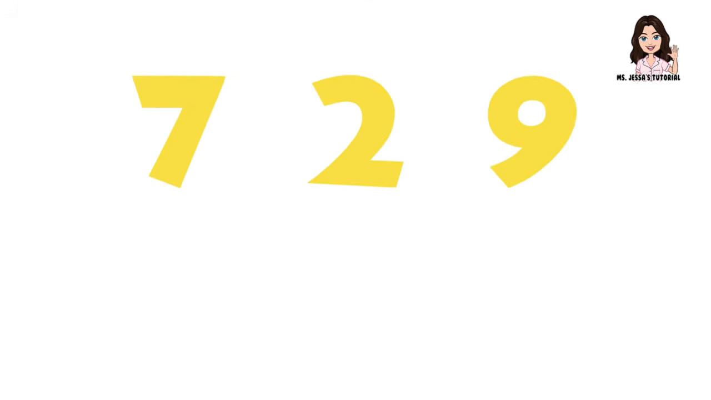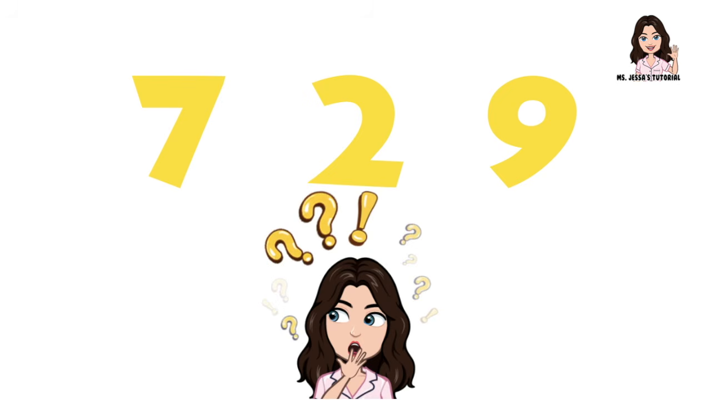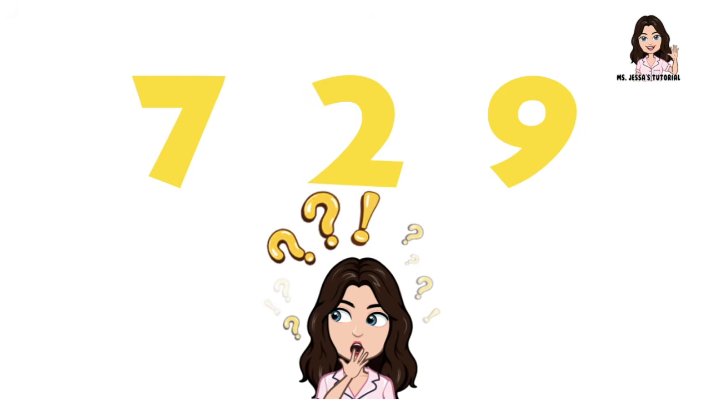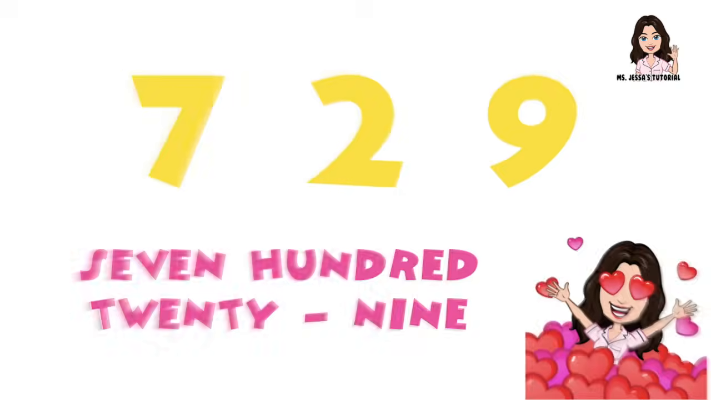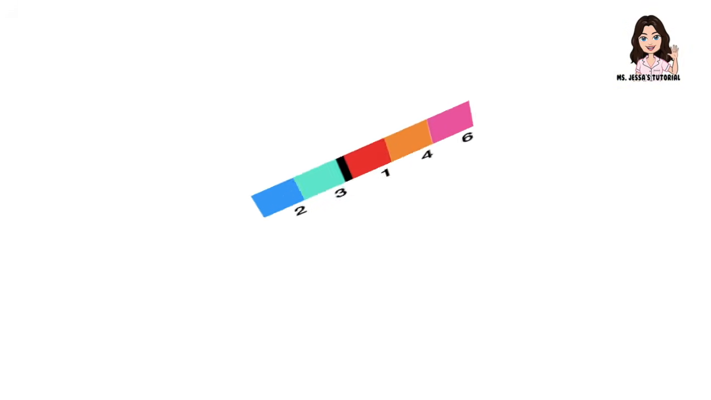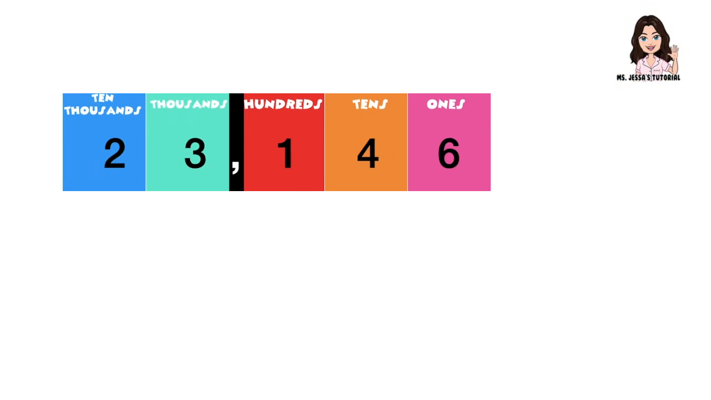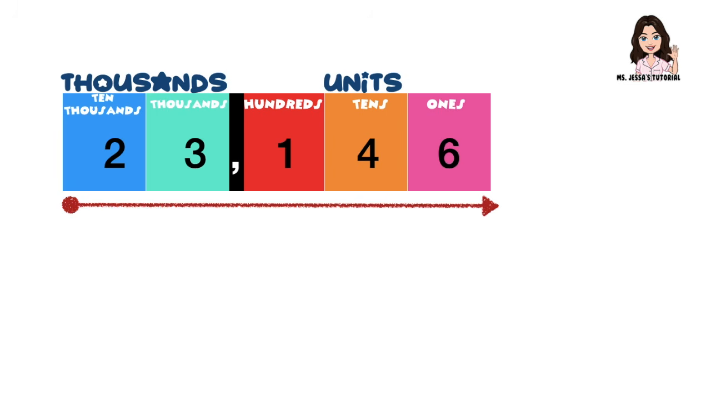How do you read this number? Louder, children, I can't hear you. Amazing! That is 729. I have here the place value chart. In the place value chart, we have the units period and the thousands period. In reading numbers, you're going to start from left to right. I will teach you the technique in reading numbers.